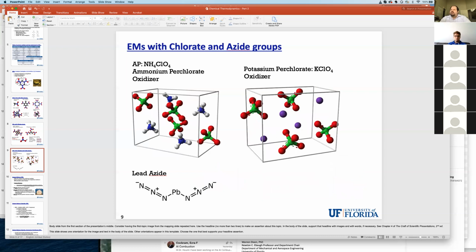Okay, then I'll go over this last slide, and then we'll stop for the day. There are energetic materials with chlorates and azide groups. There's ammonium perchlorate, or AP. We will be discussing this one quite a bit in class. And these are also salts, so they form a solid crystalline structure with cations and anions arranged in a crystalline arrangement.